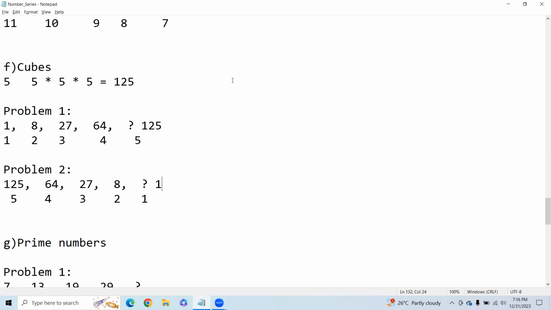I have already added the prerequisite sheet in the description, and there is one video by which you can revise tables, squares, and cubes in just 10 minutes. Yeah, let's look at the next approach.